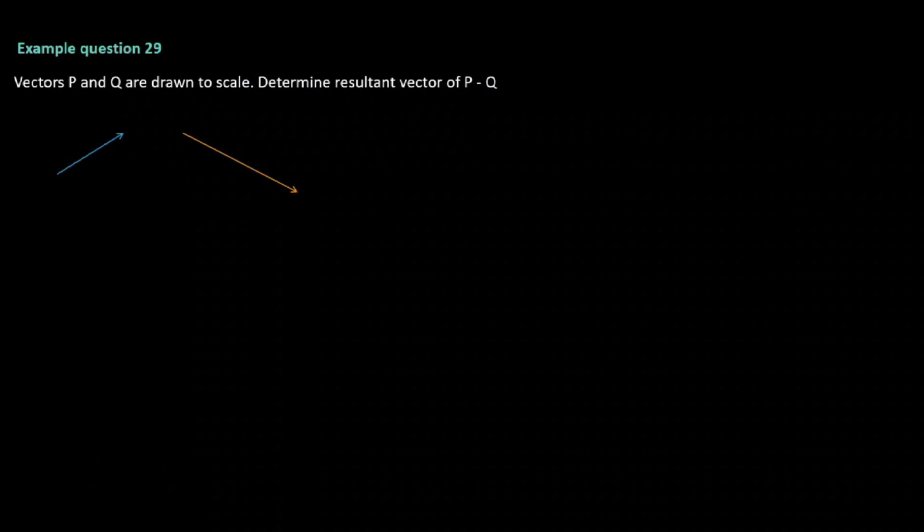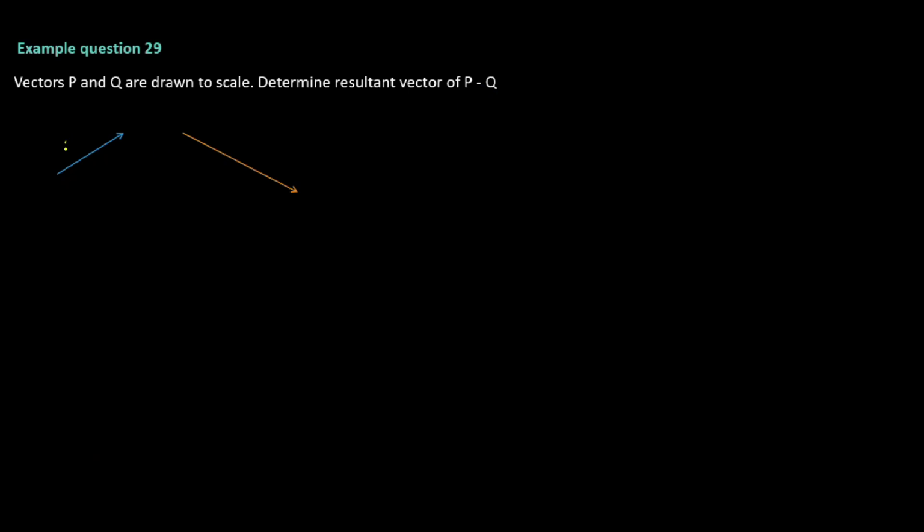In this video, we are going to learn how to graphically add and subtract vectors, or how to obtain the resultant of a vector graphically. Example question 29. Vectors P and Q are drawn to scale. Determine the resultant of vector P minus Q.